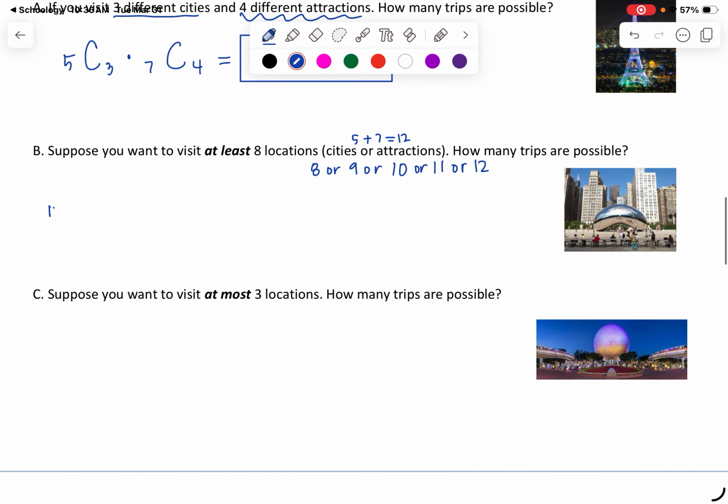So I have 12 attractions and I can choose to just go to 8. Or 12, I can choose to go to 9. 12, choose to go to 10. 12, choose to go to 11. 12, choose to go to 12. Okay? And I'm just going to type that straight in my calculator, and you get 794 different trips that you could take.